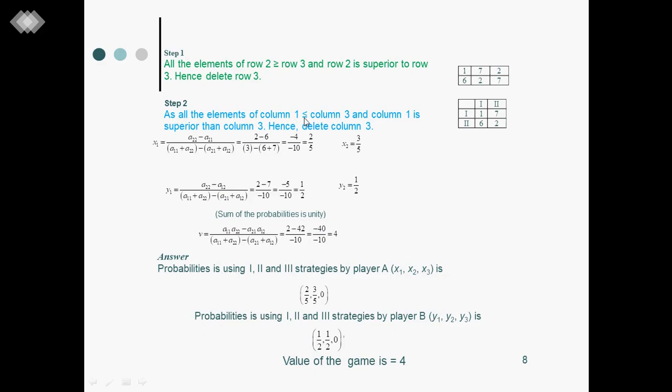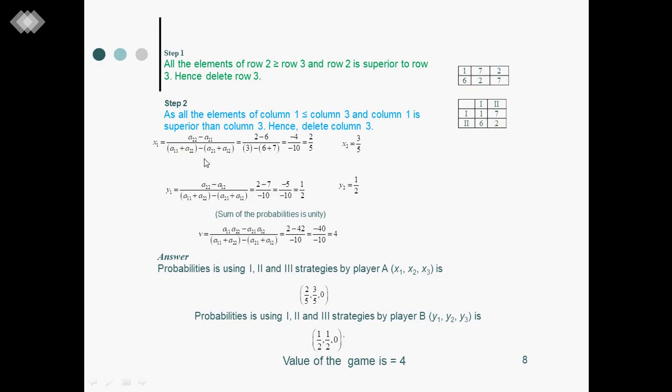As all the elements of column 1 are lesser than or equal to column 3, and column 1 is superior to column 3, hence delete column 3. If you delete column 3, the strategy also you have to delete, and this is a reduced game, 1, 2, 1, 2. Sometimes the second strategy may be deleted, the third may be retained. So don't think that always only the first 2 will be retained. So 1 and 3 may be retained, the second may be discarded, but it is a coincidence in both the problems. So it is reduced to 1, 2, 1, 2. In general it may not be like that; it may be 1, 6, 7, 2 or 1, 7, 6, 2.